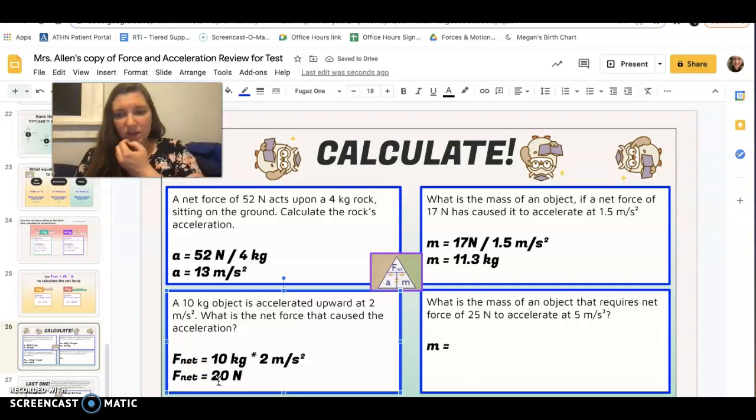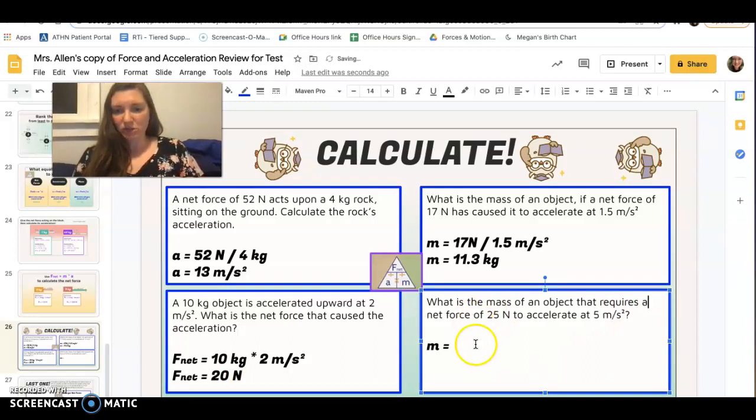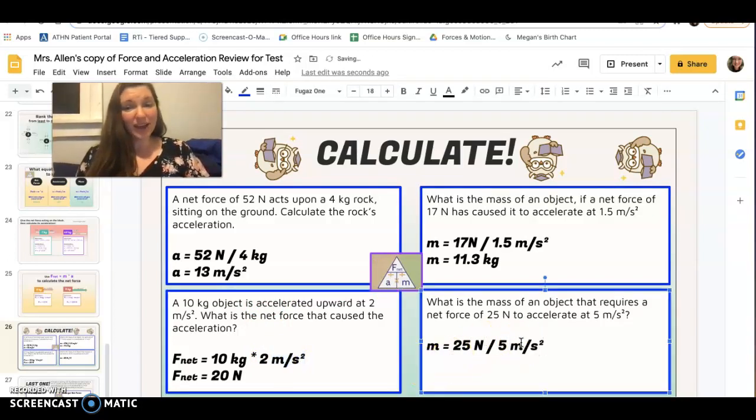What is the mass of an object that requires a net force of 25 newtons to accelerate at 5 meters per second squared? Okay, so it says it in a funny way, but really this is just like mass equals F net over A. So the F net is 25 newtons divided by 5 meters per second squared. So 25 divided by 5 is just 5 kilograms.